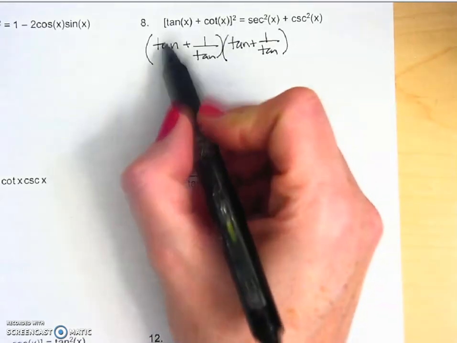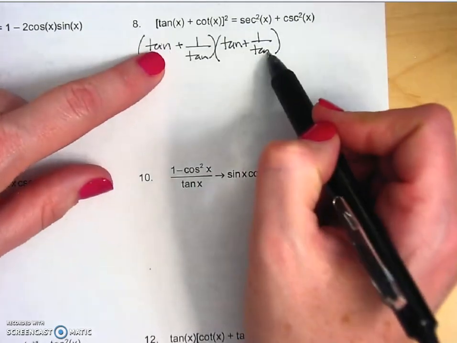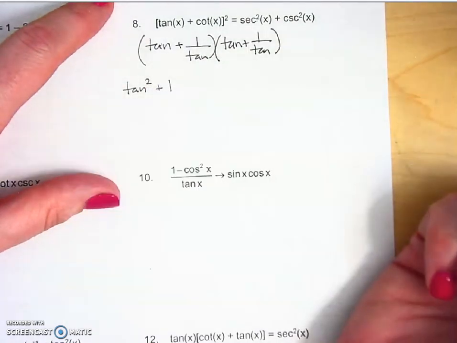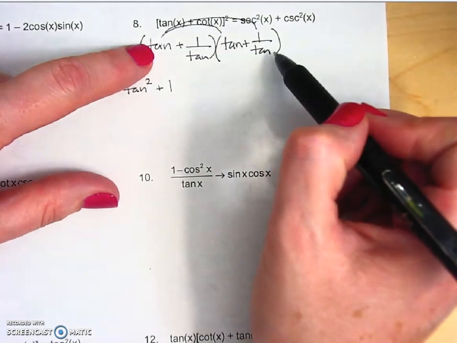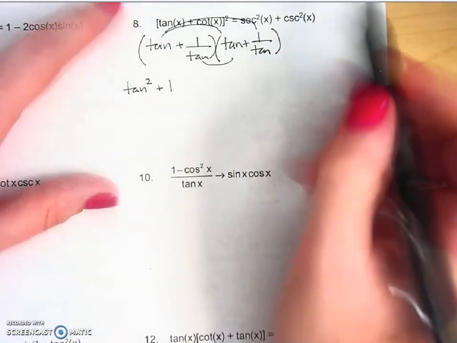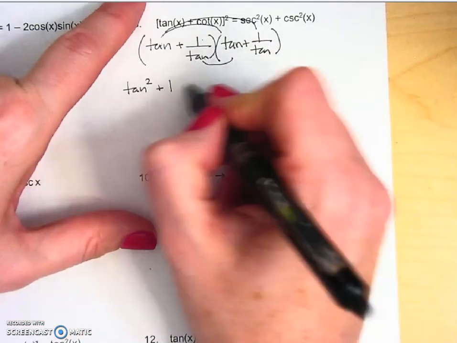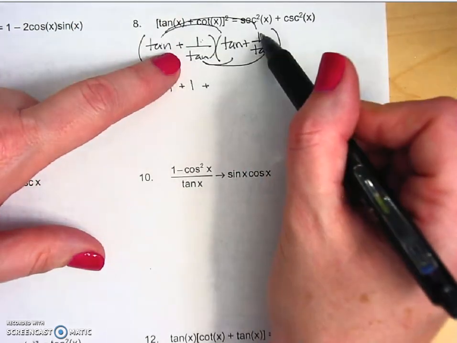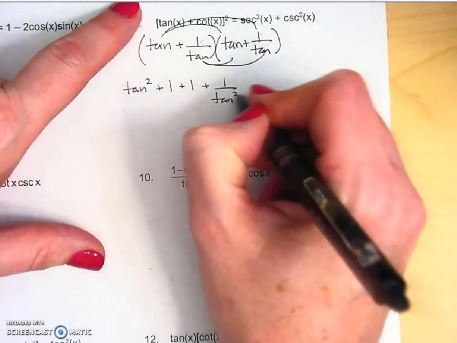So distributing this tan to this tan gives me tan squared. Distributing this tan to 1 over tan, so I'm multiplying this by this. Tan on top, tan on bottom cancels out, leaving me 1. So now the insides do the same thing. 1 over tan times tan, those cancel, leaving me just 1. And then multiplying these together, multiply your numerators, multiply your denominators, gives me 1 over tan squared.